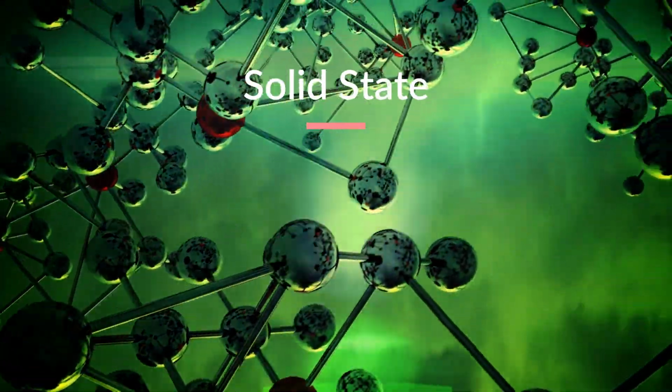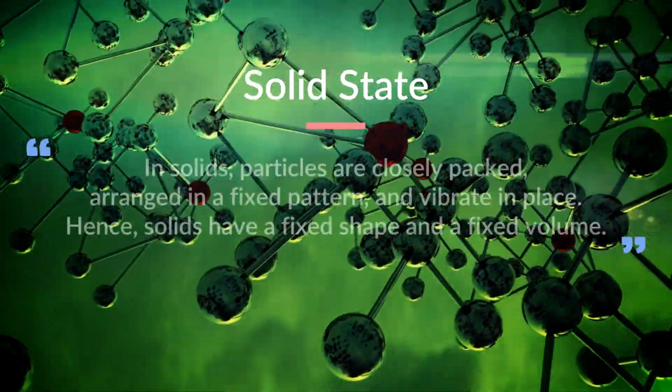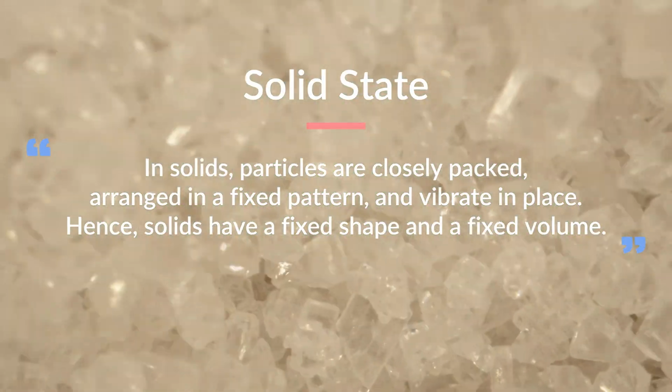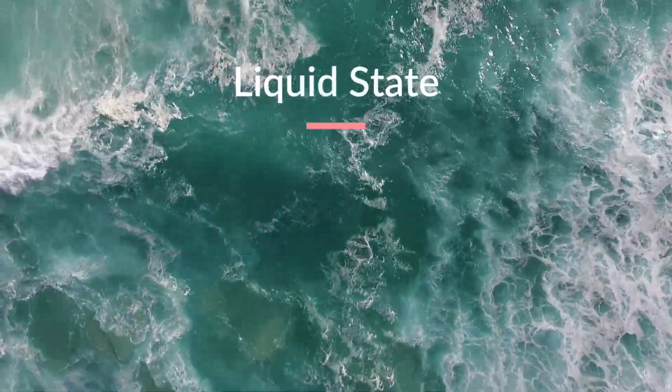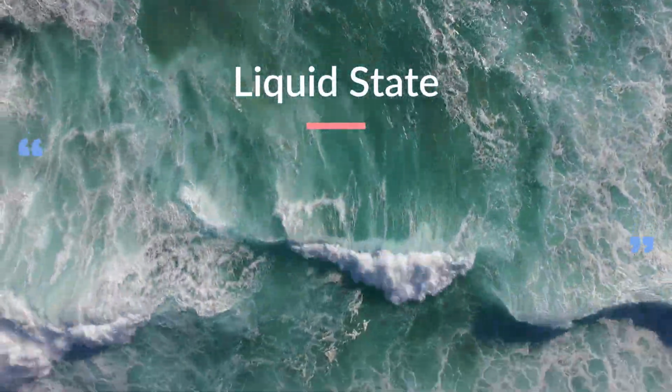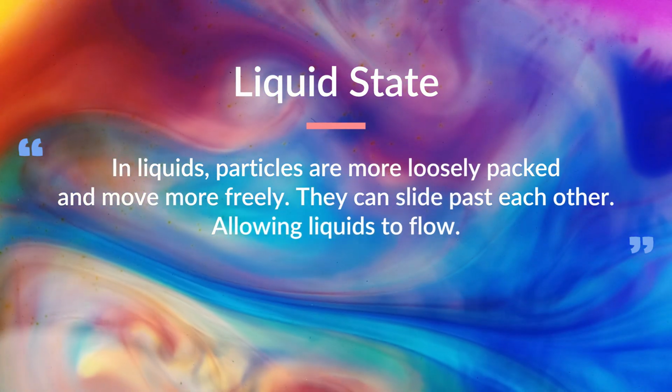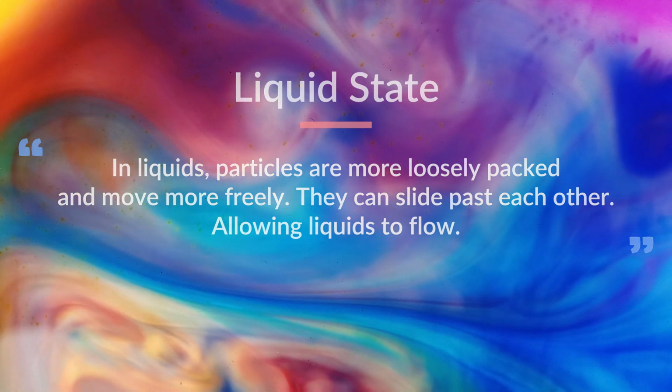In solids, particles are closely packed, arranged in a fixed pattern, and vibrate in place. This gives solids their shape and rigidity. In liquids, particles are more loosely packed and move more freely. They can slide past each other, allowing liquids to flow and take the shape of their container.